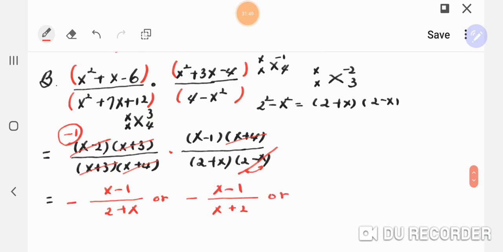Or you can put the negative sign to the numerator, whole numerator. Then the numerator will be multiplied by x. So negative x plus 1 over x plus 2.